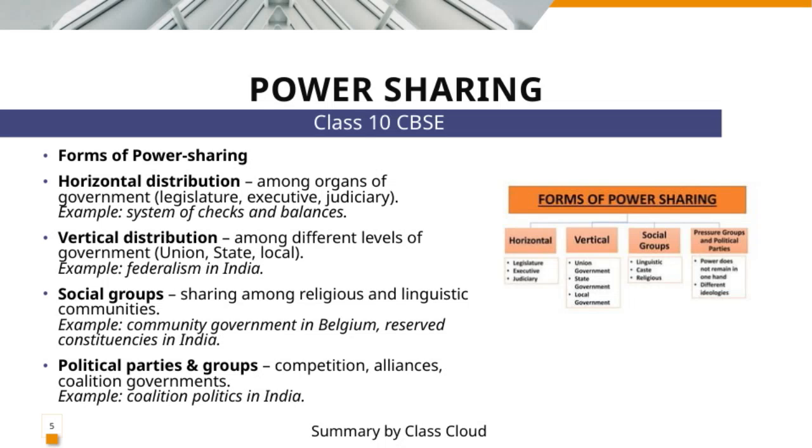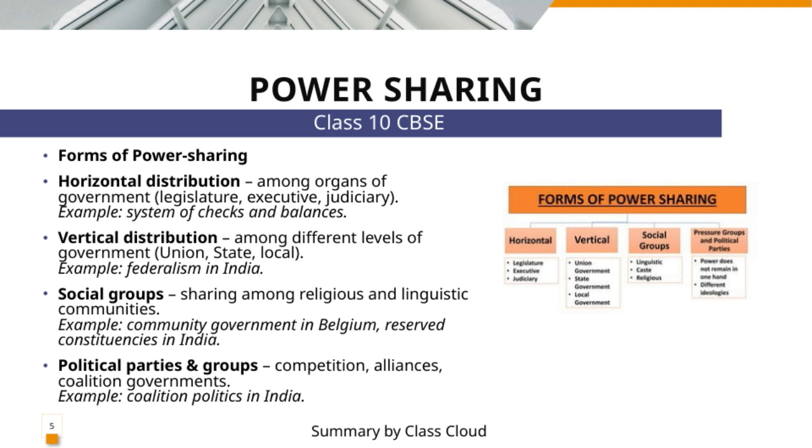Now, let's look at the different forms of power sharing as summarized in Class 10 CBSE. First, we have horizontal distribution, which involves sharing power among different organs of government, such as the legislature, executive, and judiciary. An example of this is the system of checks and balances that helps prevent any one branch from becoming too powerful. Next is vertical distribution, where power is shared among various levels of government, like the union, state, and local governments.